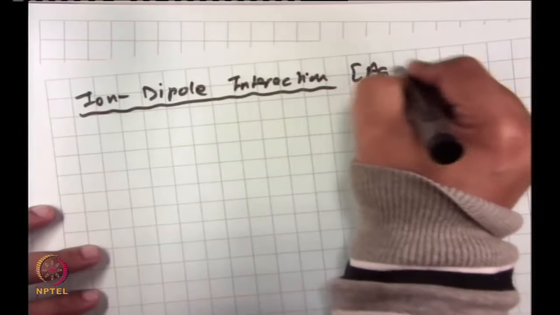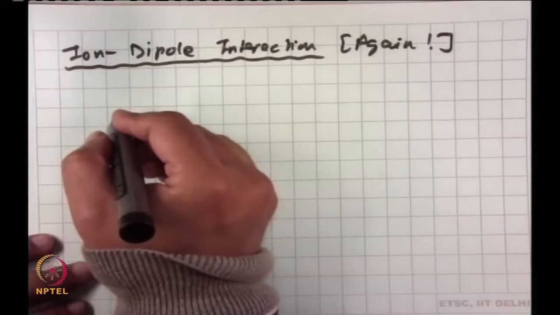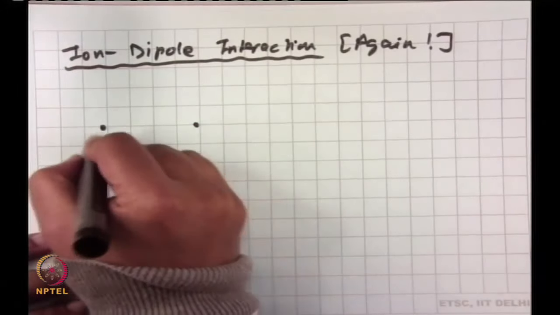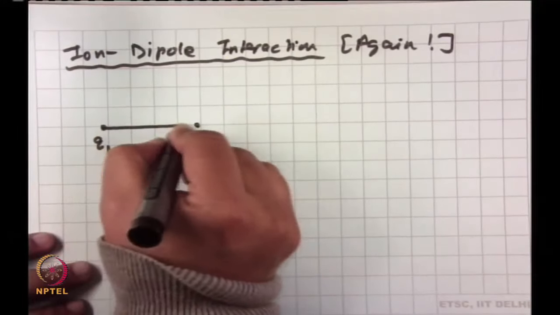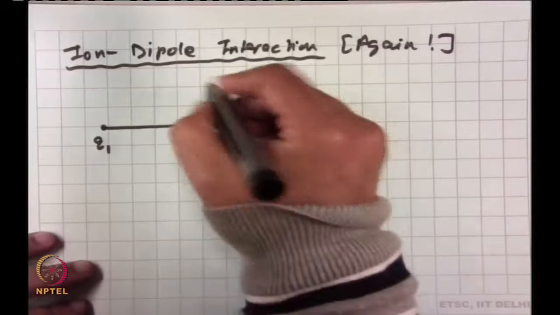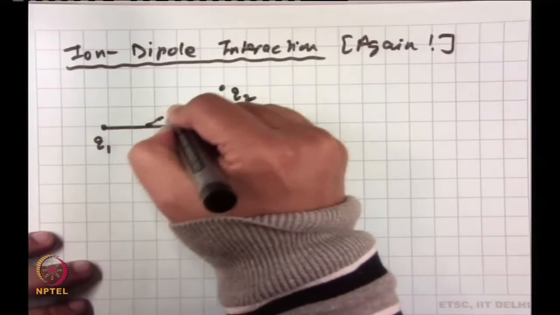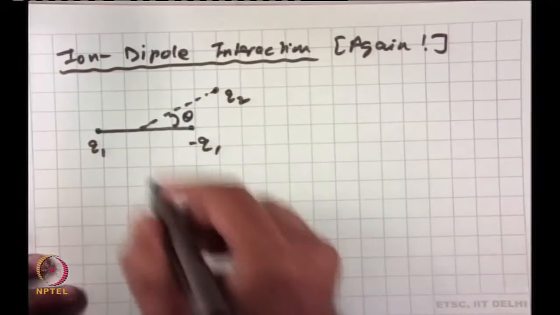We are looking at it again. Yeah, the reason is this. If you remember, we had a dipole like this, say q1 and minus q1, and this was L, the length of the dipole, and we had a charge out here, say q2, which was making a certain angle theta.